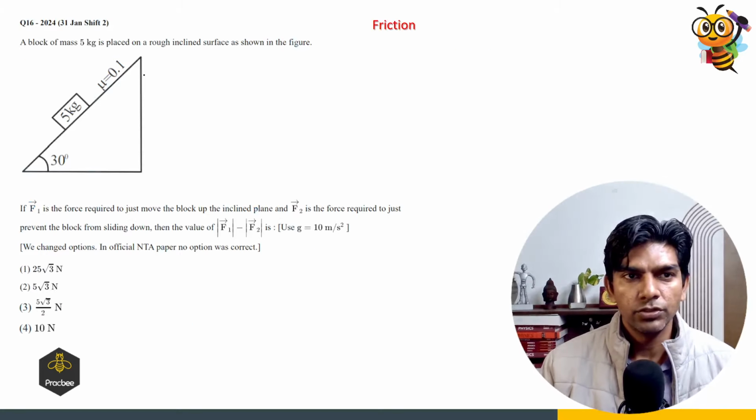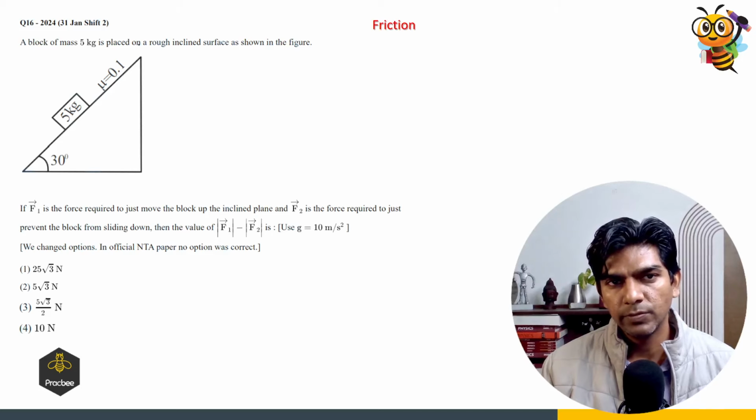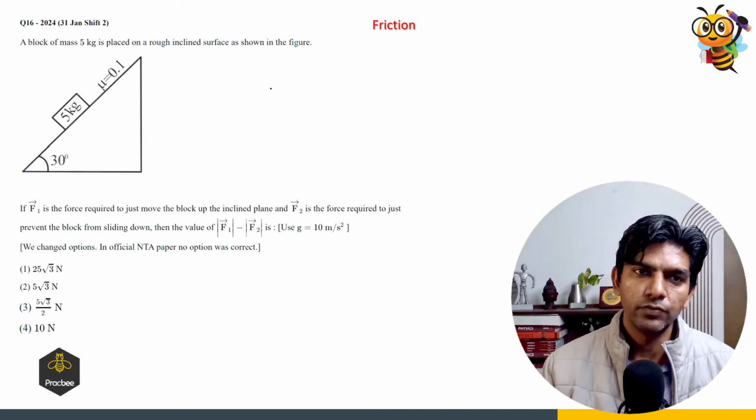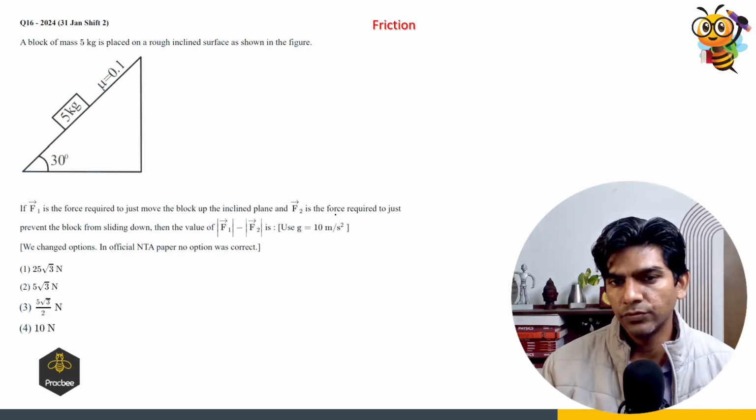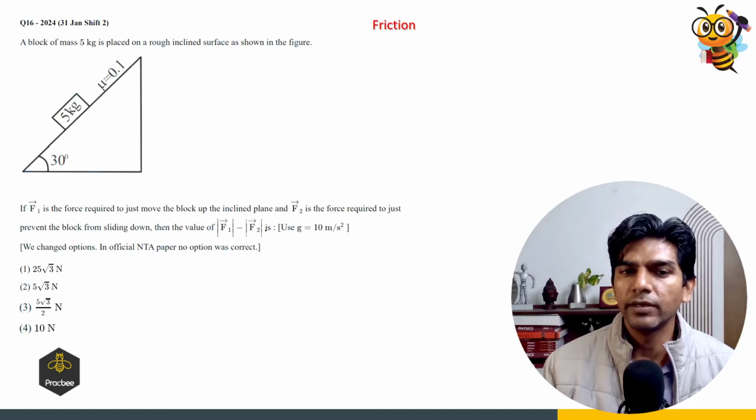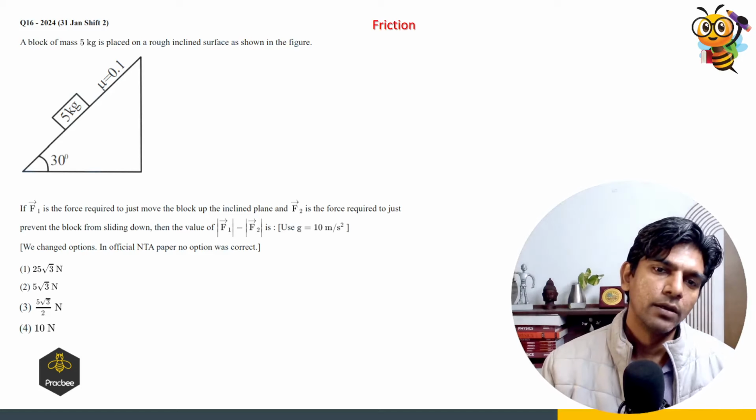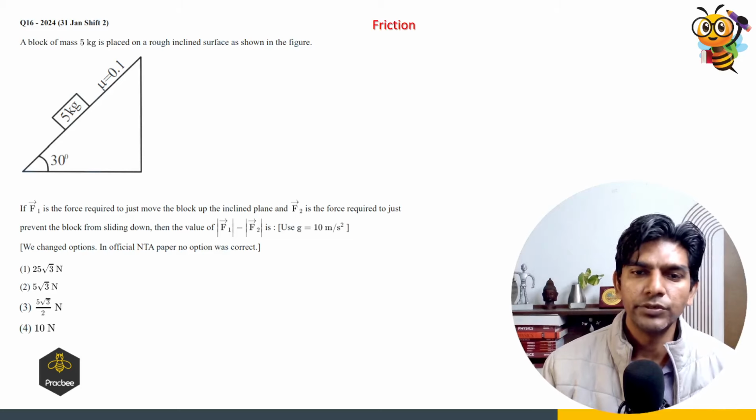Right, so let us see this question. A block of mass 5 kg is placed on a rough inclined plane as shown in the figure. If F1 is the force required to just move the block up the inclined plane and F2 is the force required to just prevent the block from sliding down, then the value of the magnitude of F1 minus magnitude of F2 is, so we have to find the magnitude of this difference or the difference of these magnitudes.